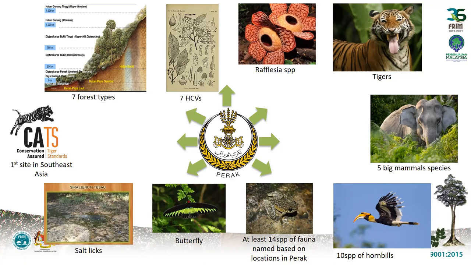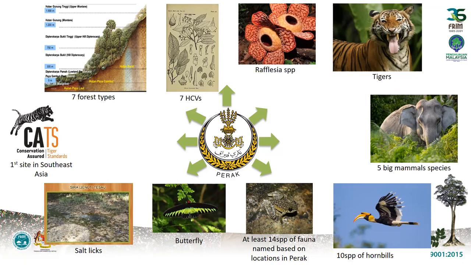Salah satu tempat selain daripada negeri Kedah, Hulu Muda, yang ada all 10 species of hornbills. Nanti Mr. Yap, dia pakar hornbill, boleh tanya dia lebih. And at least 14 species of fauna named based on location in Perak. Contoh kita tengok tu adalah Amol larutensis. Mungkin nama baru saya tak ingat, but the species is larutensis from Bukit Larut. Butterfly, some threatened species, this is Raja Brooke.